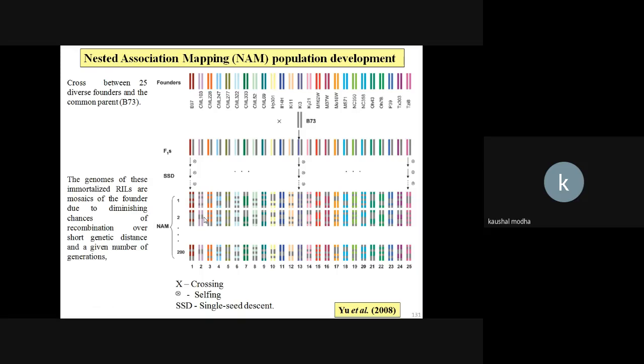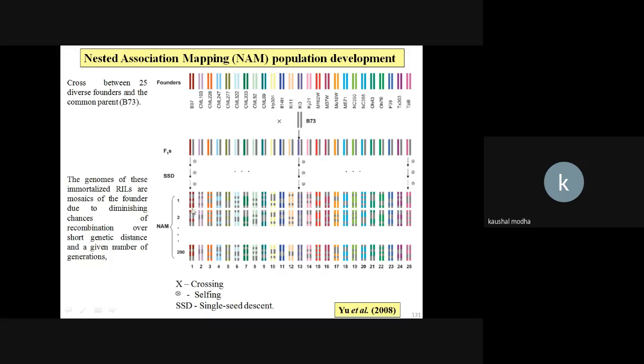When we use LD mapping, it gives good resolution. So here we are combining the initial detection power of linkage mapping and the fine mapping power of association mapping. So that's called combined LD and linkage mapping, and for that this nested association mapping population is used. Why is it called nested? Because we are performing association mapping, it is called association mapping population.